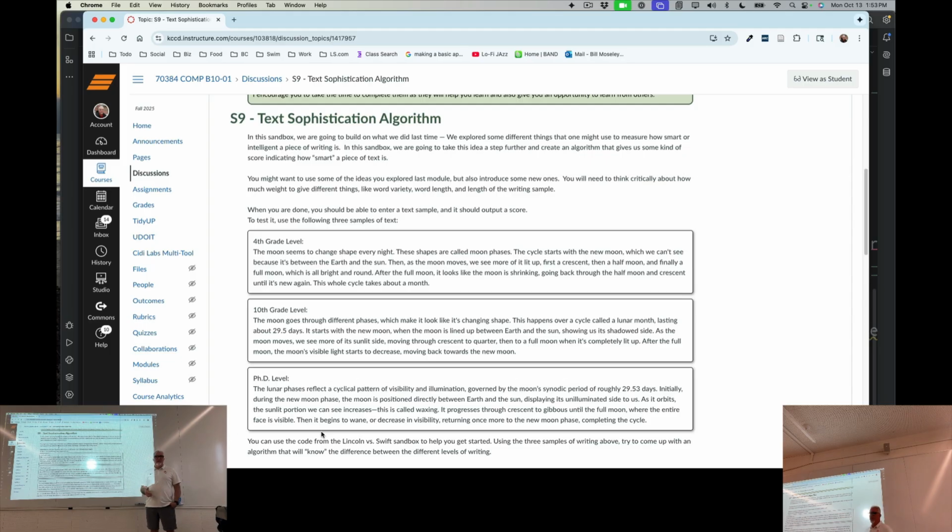What you might start out with is things like, how long are the words? Because obviously you're not going to use humongous words with a 4th grader, but somebody with a PhD probably will use humongous words. Word length. Maybe word variety is another one. Maybe there are some other things you can think of, like average word length, or you can see that the length of the whole text is similar, but there might be something to that as well. So I'm going to leave it to you to come up with the algorithm.